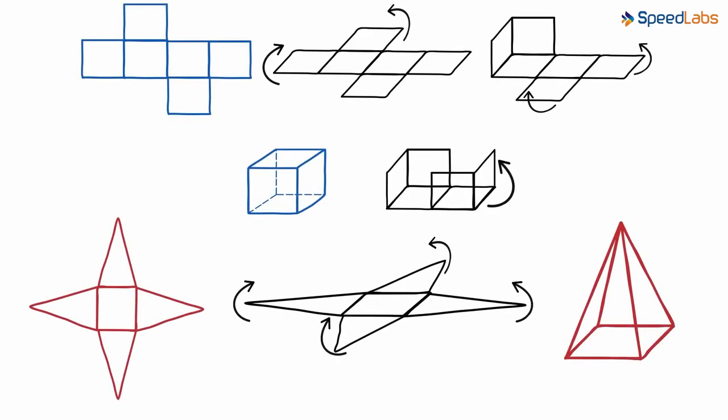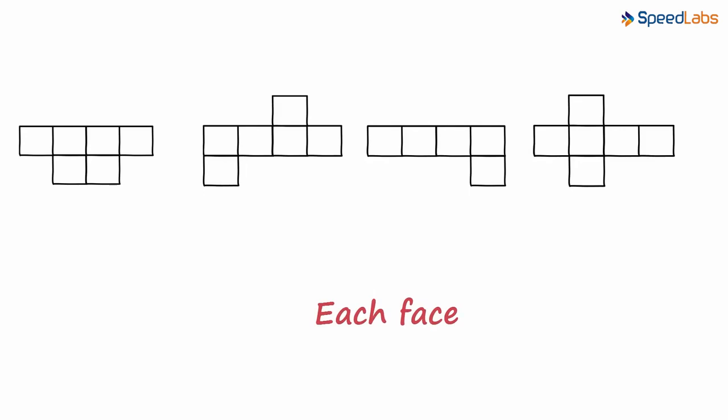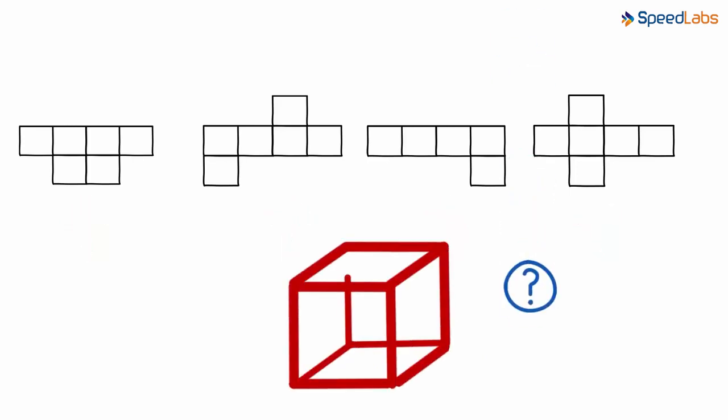In the previous session, we saw how we can convert a net to its solid. This session will be a bit different. We will be given a few nets and asked to find out if cubes can be formed out of them. Here's the first net, the second one, the third one, and the fourth one. We assume that each face in each of the nets is a square. These are the 4 nets we have. How many of them, when folded, would result in a cube?